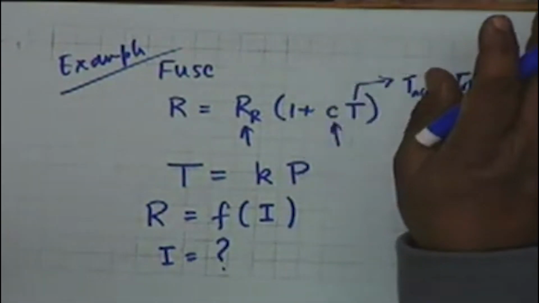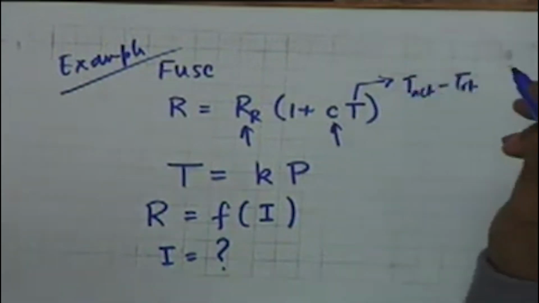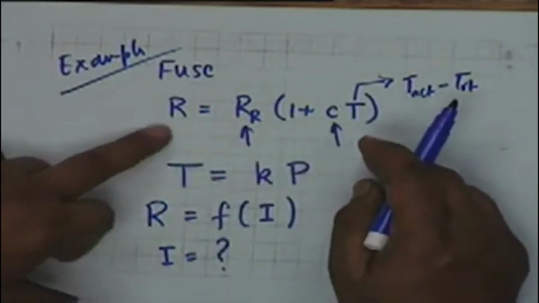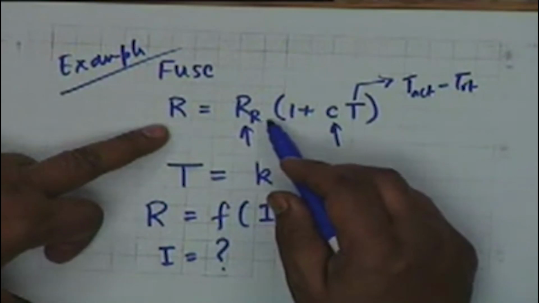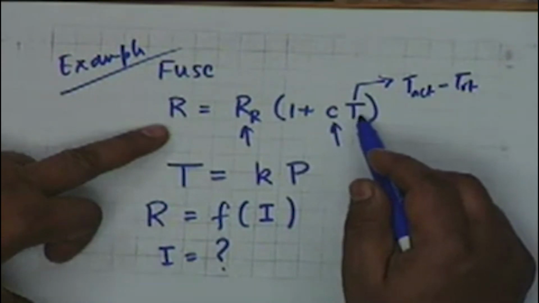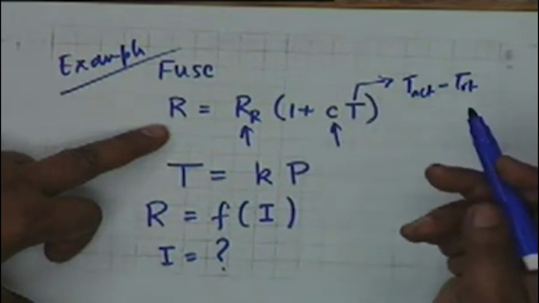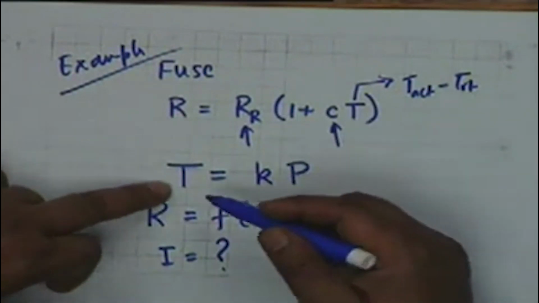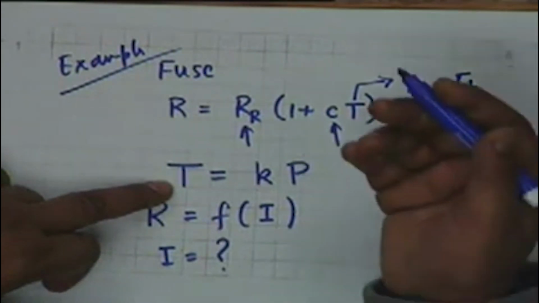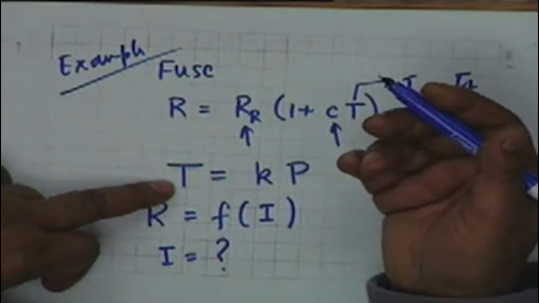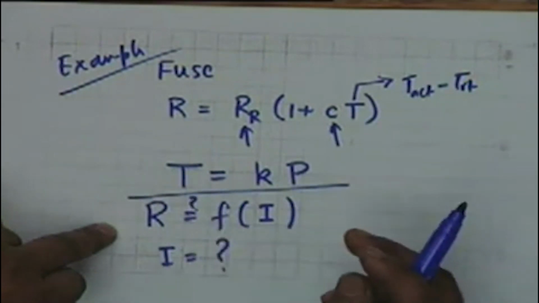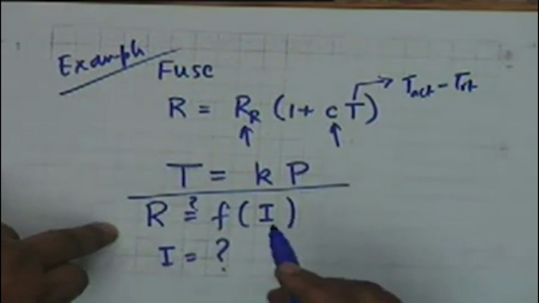This is the problem. You understand what we mean? A fuse can be sufficiently accurately modeled by a relationship like this, where the resistance is given by the resistance at room temperature multiplied by 1 plus a constant times the rise of temperature of the fuse above room temperature. And this rise is understandably proportional to the power supplied. The more power is supplied, the more heat is generated, the higher the rise of temperature. The question is to find R as a function of I and to find the current I at which the fuse blows off.